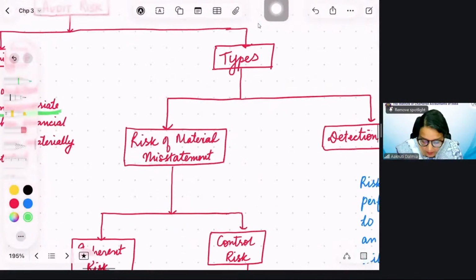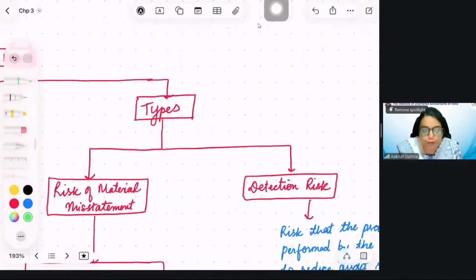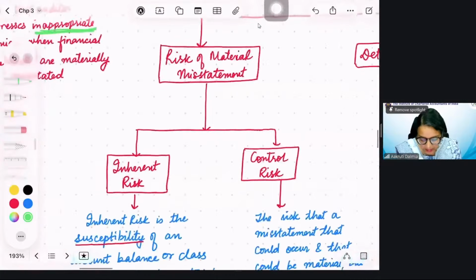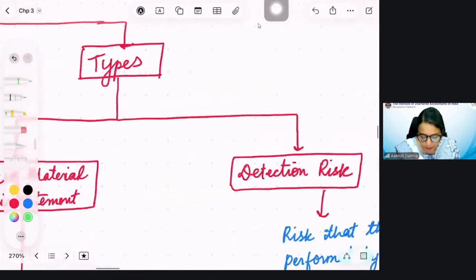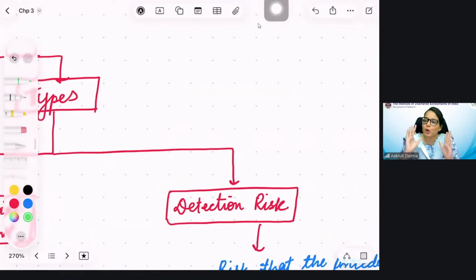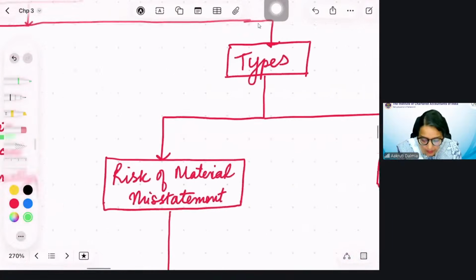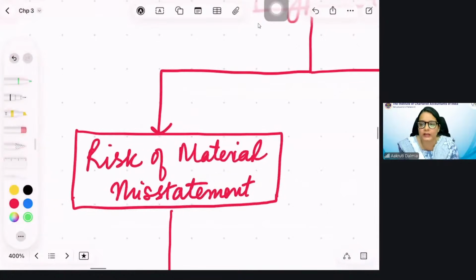And that is where audit risk comes in. Audit risk is of two types: risk of material misstatement, which is inherent risk and control risk, and the second type of audit risk, which is detection risk. Now, by logic, you tell me, does this risk of material misstatement exist whether or not the auditor is there? Does this ROMM exist whether an auditor is there or not?